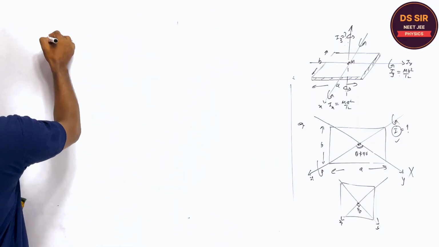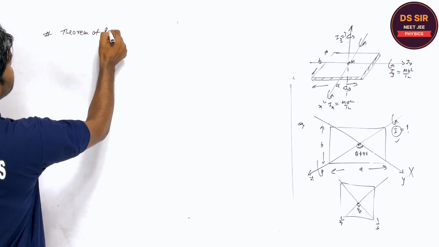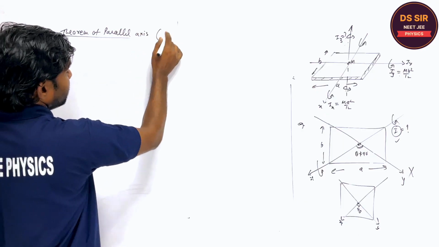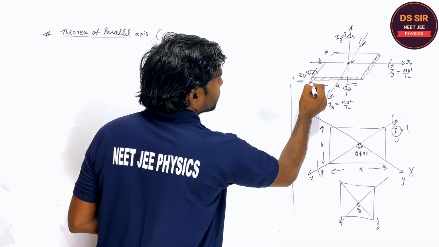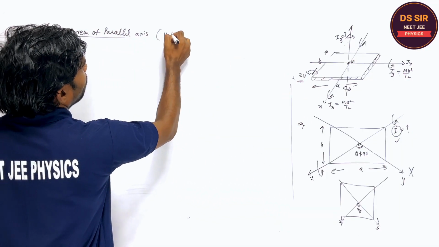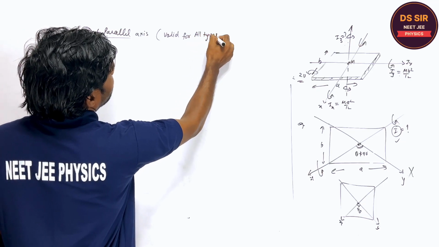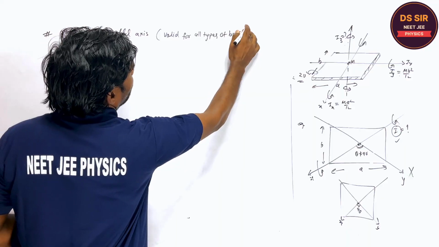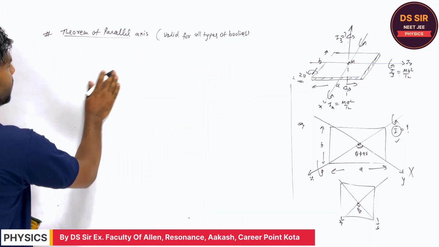theorem of parallel axis, right? You may write theorem of parallel axis. What is the theorem of parallel axis? In case of perpendicular axis theorem, this is for a two-dimension body, right? But this is valid for all types of bodies, whether it is 2D, 1D or linear body, right?